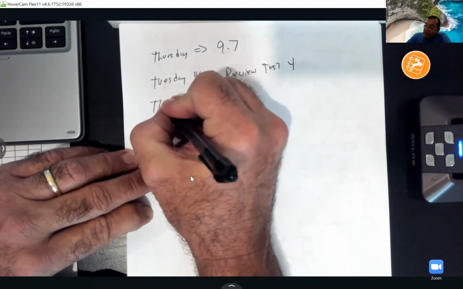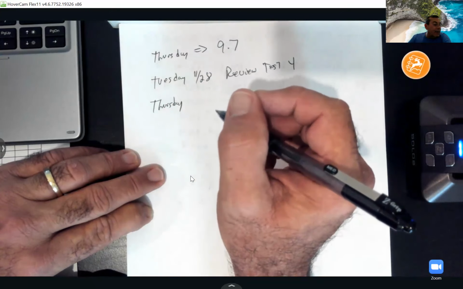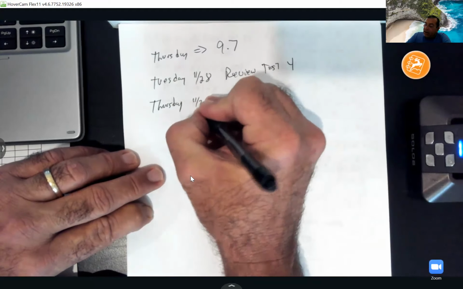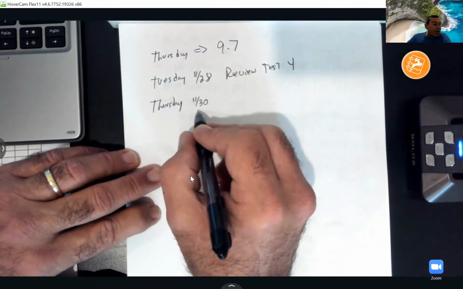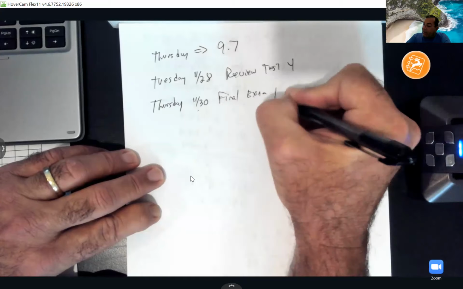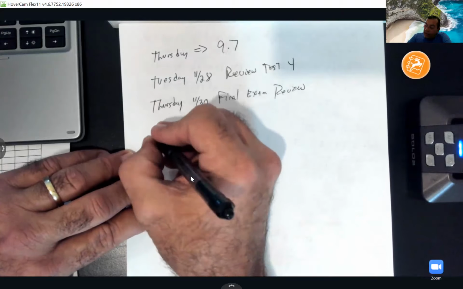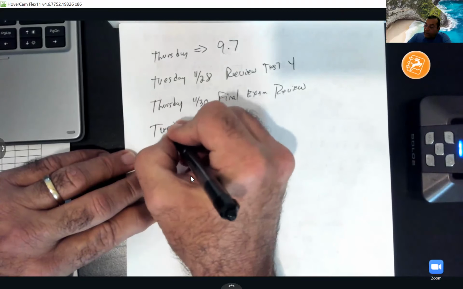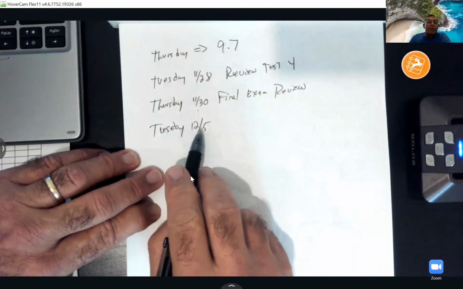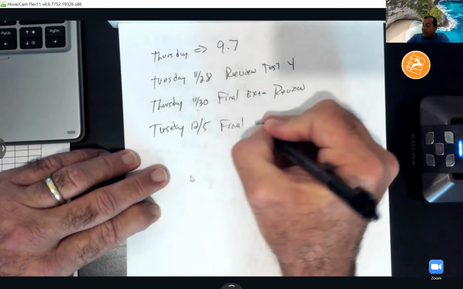Thursday will be like the 30th, I think. Yeah. On that Thursday, we come back the 30th. We're going to start final exam review. And then Tuesday, December 5th is our last class period, and I'll do more final exam review if needed.